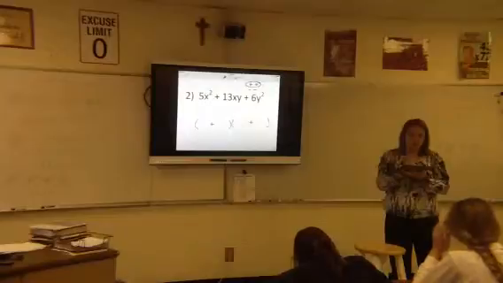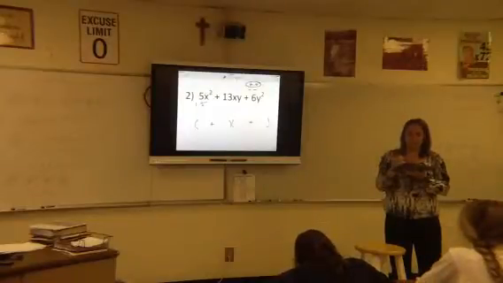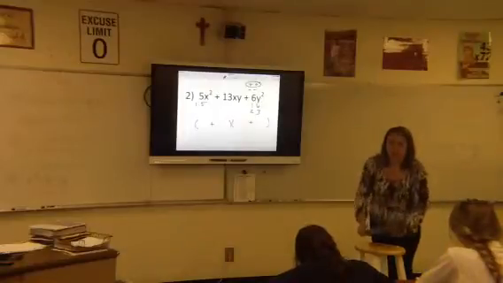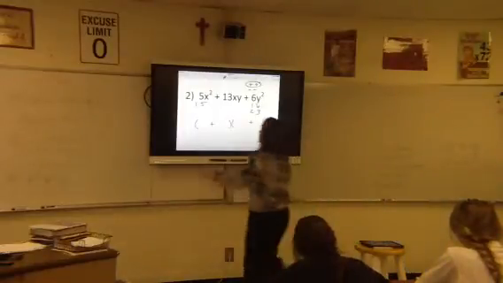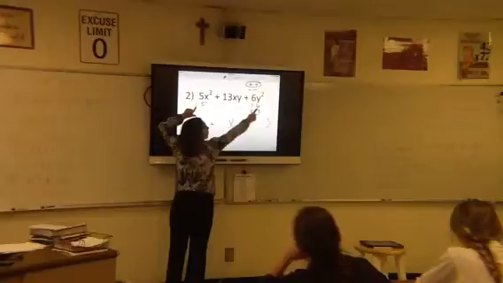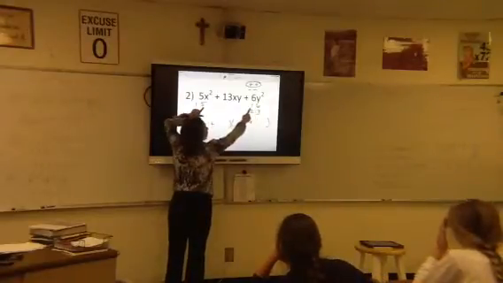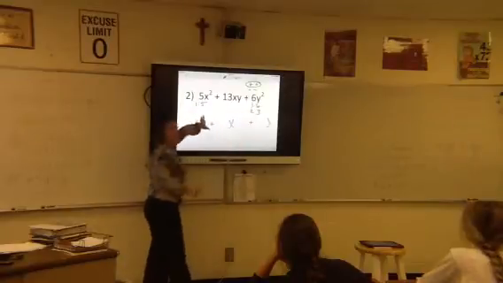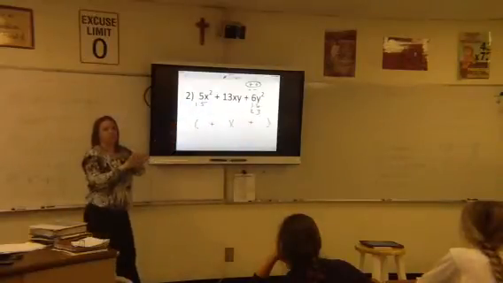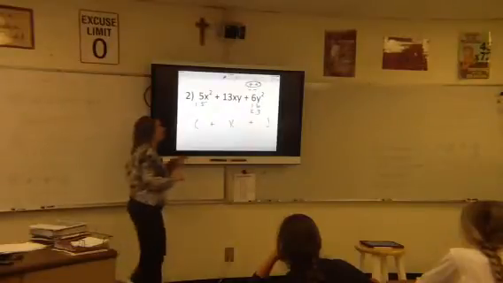Okay, all right, factors of 5. 1 times 5, factors of 6. 1 times 6. 2 times 3. Good, guys. Okay, all right, so now start your process. Outside, inside. Outside, 1 times 6 is? 6. 5 times 1? Okay, so can a 5 and a 6 add up to 13? No, that's 11, doesn't it? Okay, go to the next one.